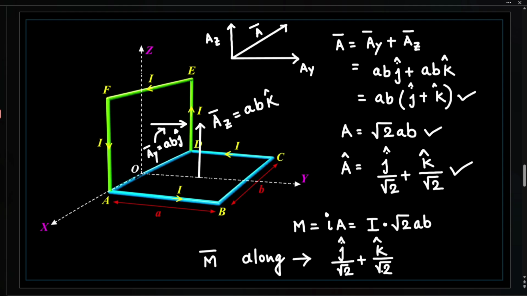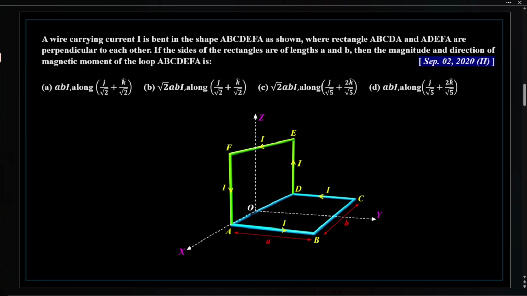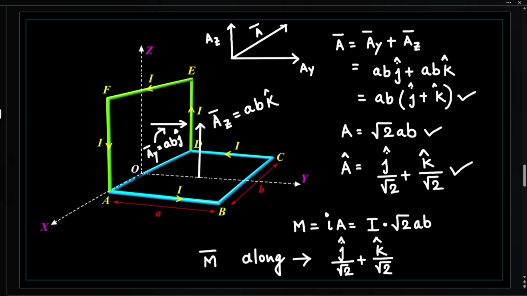So I hope you understood this video. Now let us find which option is correct. In this option you can see root 2 AB I along J by root 2 and K by root 2. So this option is correct. I hope you understood the concept behind this numerical.